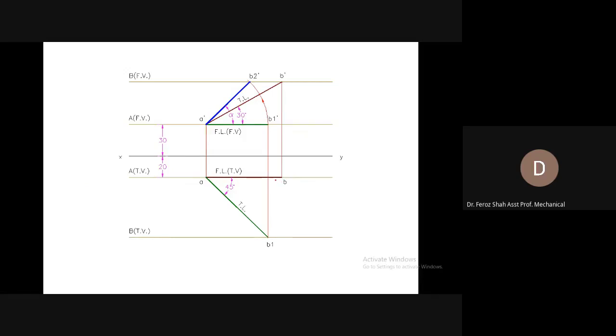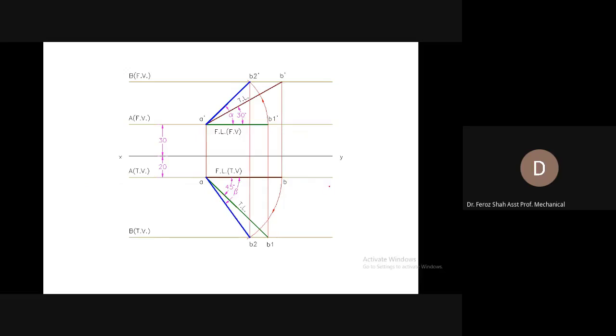Similarly, for this top view, which is parallel to the XY reference line, now open the compass from A to B, and with A as the center, rotate B clockwise so that it cuts the locus of B1 at the B2 position, and join it with A. So this is the final top view, and this is the apparent angle beta, greater than the angle phi.